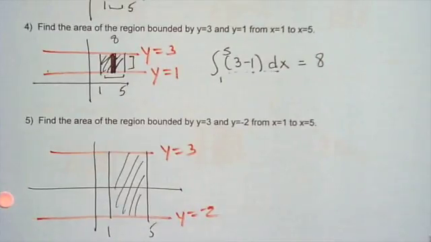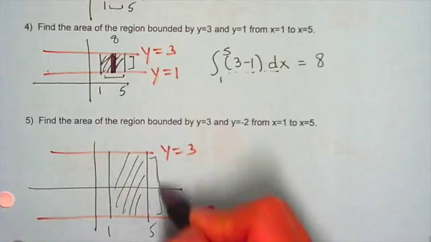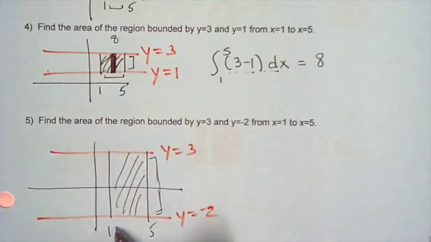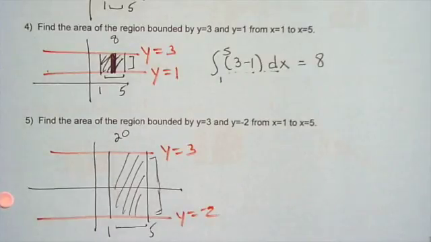So let's think geometrically, what would this be? The entire height is really 5, and then the width again is 4. So I know the area of this rectangle is 20. But again, let's think about how we can come up with a definite integral to represent the area.